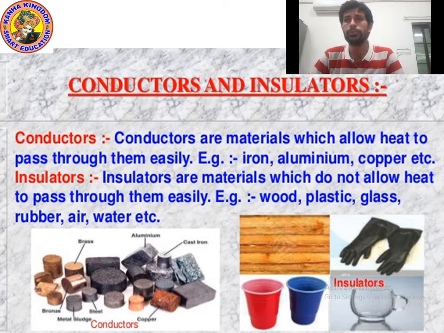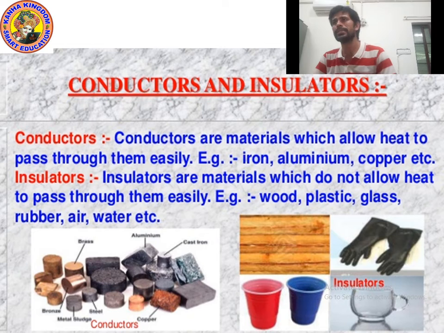Conductors are those materials which allow heat and electricity to pass through them. It means heat and electricity can pass through a conductor. Remember kids, heat and electricity can pass through a conductor. For example, iron, aluminium, copper. These are conductors. Which are the conductors?